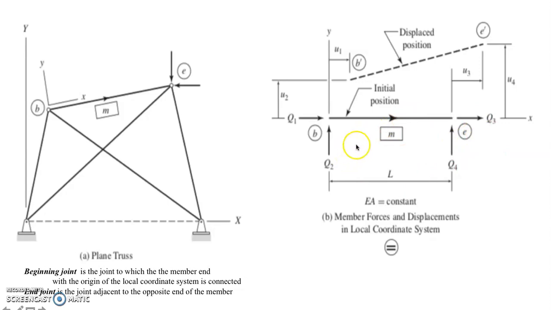So we have to take note, for every member, there would be 4 end displacements in the local coordinate system, and there would be 4 end forces in the local coordinate system. They are denoted by U and Q to represent end displacements and end forces in the local coordinate system. You have to take note that these end displacements and forces are defined relative to the local coordinate system of the member and are considered positive when in the positive direction of the local X and Y axes.